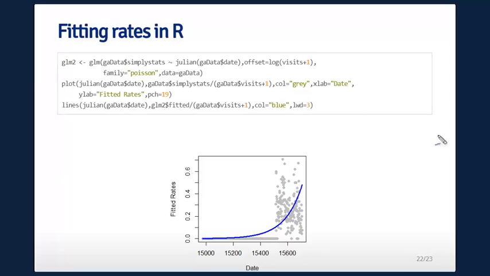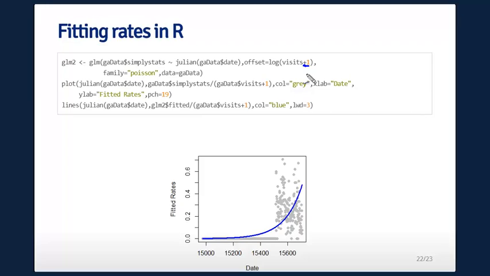Oh, and I should have pointed out, because the visits have zeros in them, he's modeling not relative to total visits, but relative to total visits plus 1.